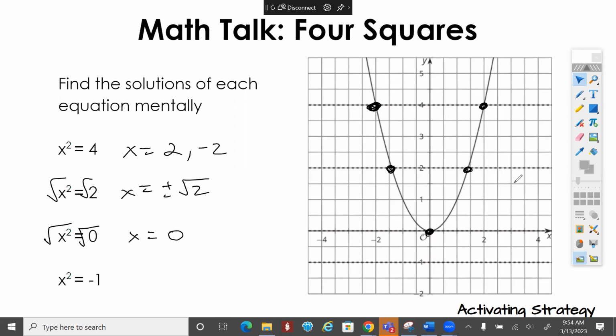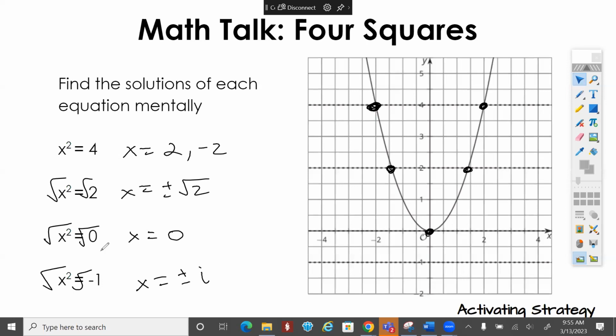All right, here's the tricky one. Ready? When we square root both sides, we're going to get x equals positive and negative i. Remember, this is going to be where it does not cross the x-axis. This is an imaginary solution. We learned about that a little while ago.